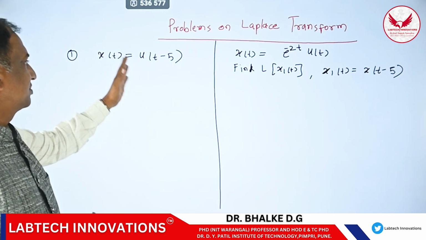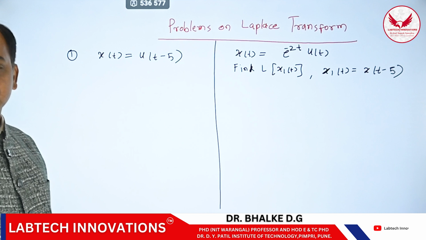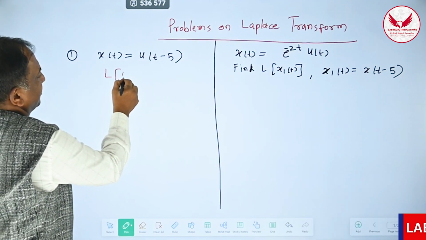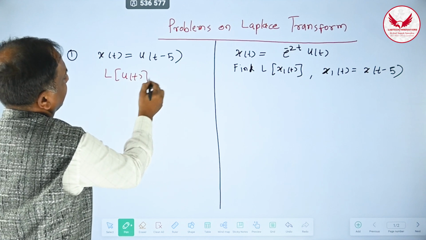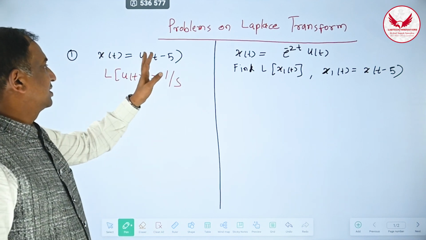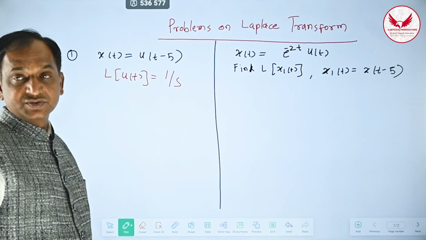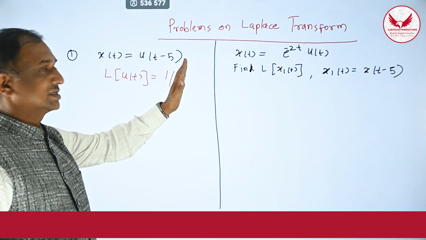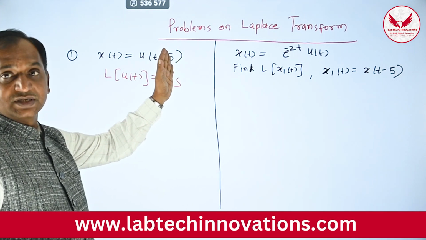The first is x of t is equal to u of t minus 5. So already we know the Laplace transform of u of t. You can use that the Laplace transform of u of t is equal to 1 upon s. And if you look at the signal x of t is equal to u of t minus 5, this is a time shifted signal. The original signal is u of t, and u of t minus 5 is a time shifted signal.